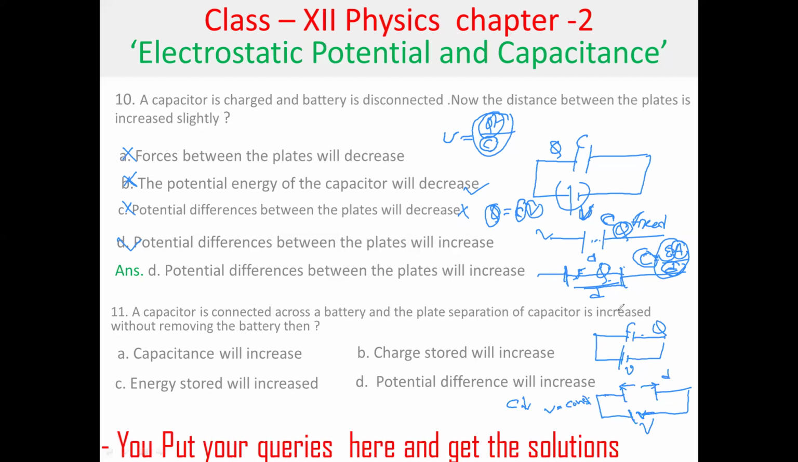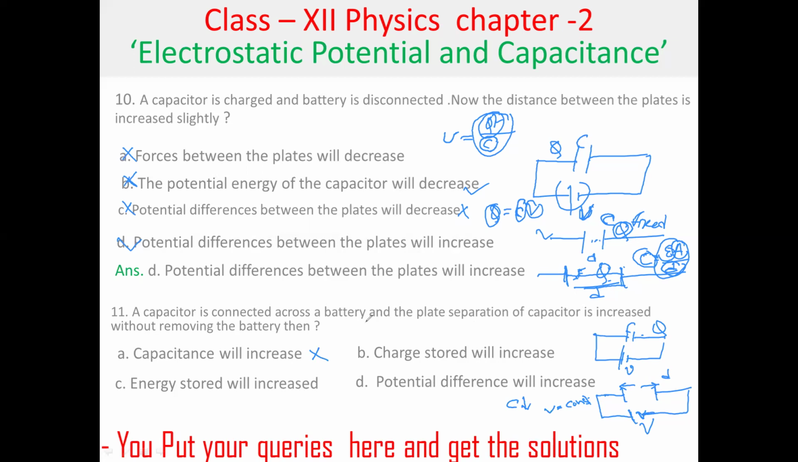Try to remember these 2 points. If the battery remains connected, then the voltage remains constant. If the battery is separated, then Q remains constant. Here Q is not constant, here V is constant. So what will happen here? Capacitance will increase? No, capacitance will decrease because the distance has increased. Charge stored will increase. Charge stored will increase.